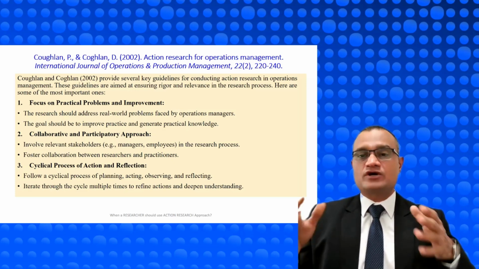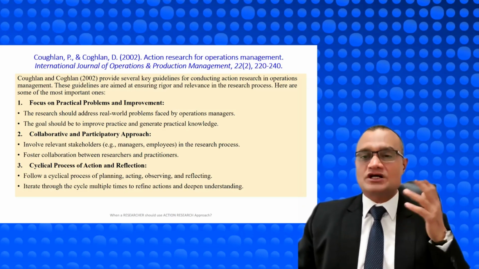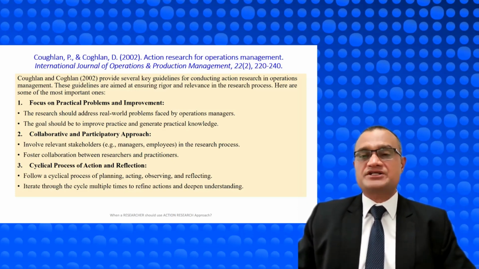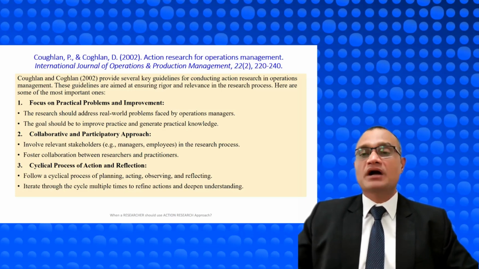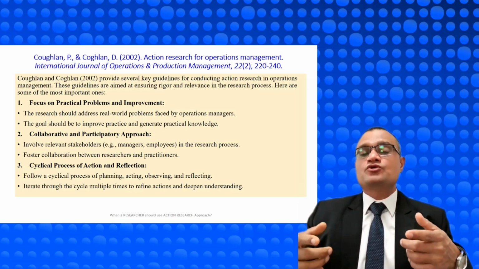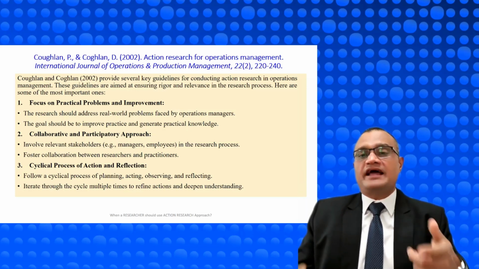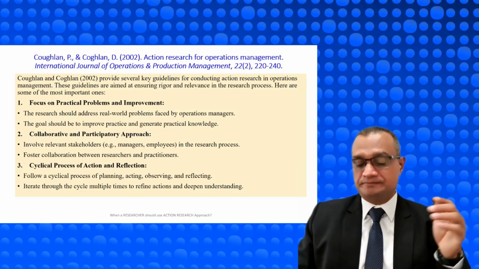It involves relevant stakeholders, managers, employees in the research process, fostering collaboration between researchers and practitioners. It is a cyclic process of action and reflection. You follow a cyclic process of planning, acting, observing, and reflecting, and typically iterate this cycle multiple times. As you get into the problem, take the intervention, and then you once again try to reflect. It is a cyclic process, and you keep on refining your actions depending upon the understanding and inferences evolved.